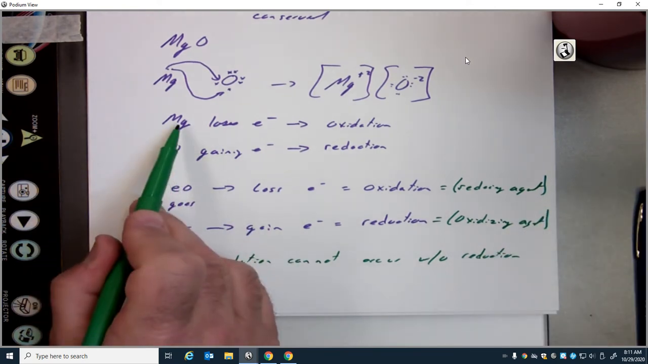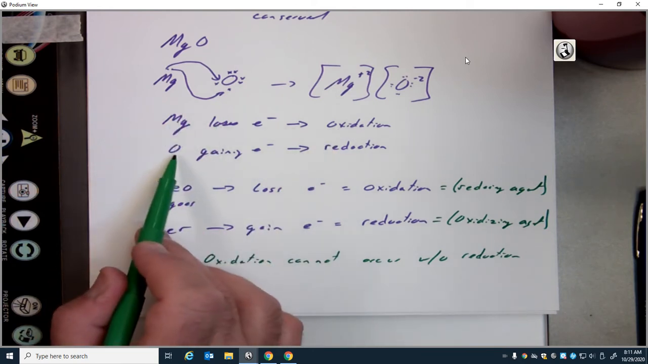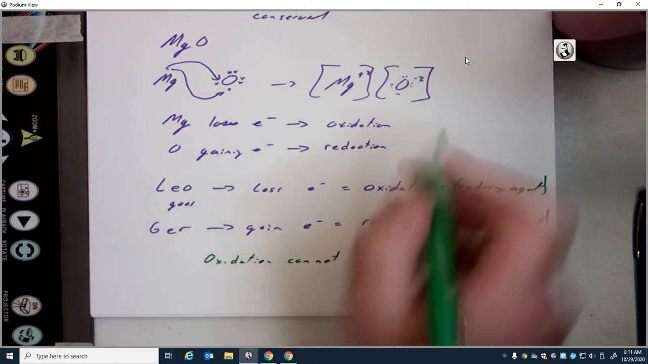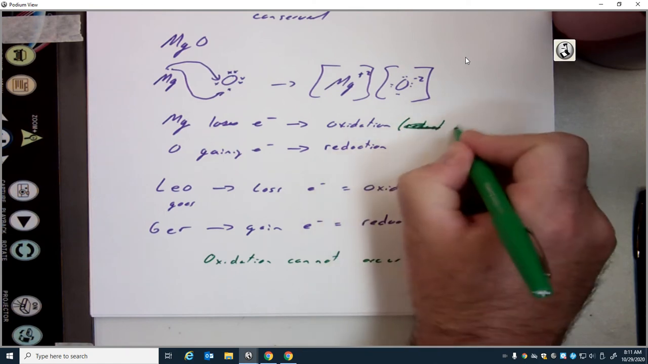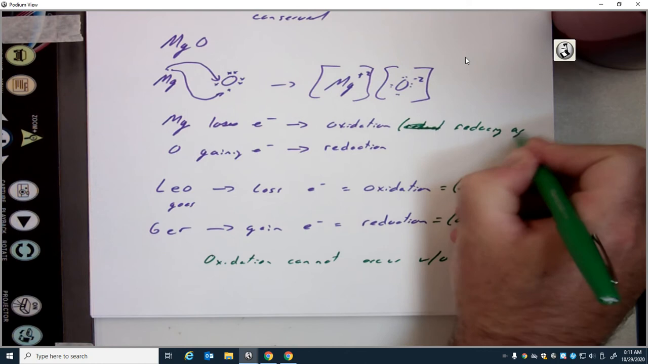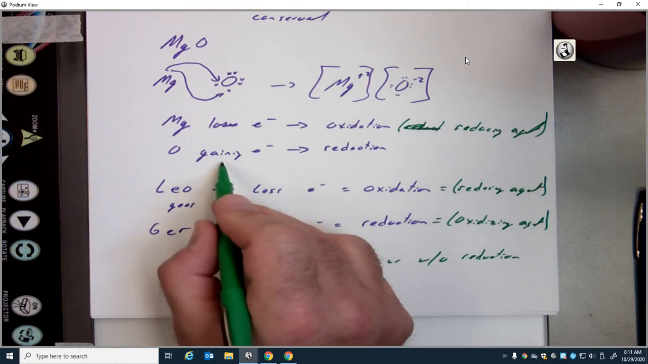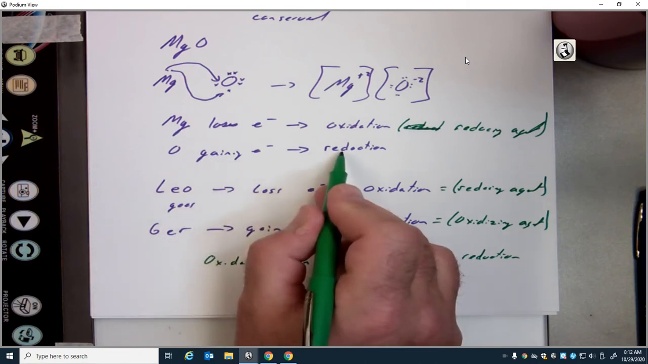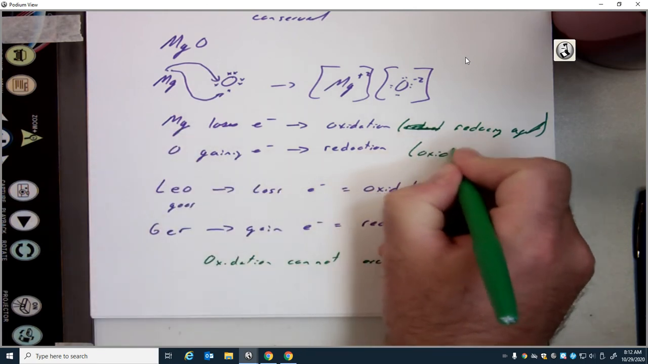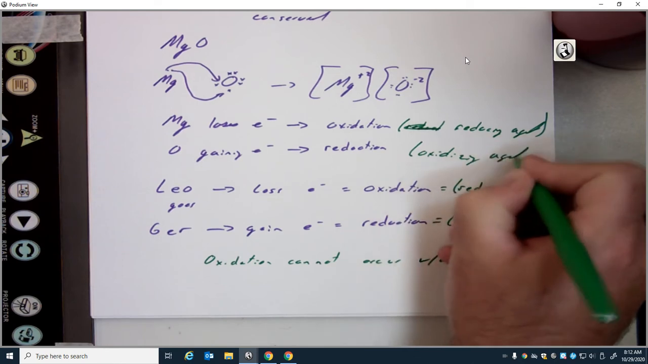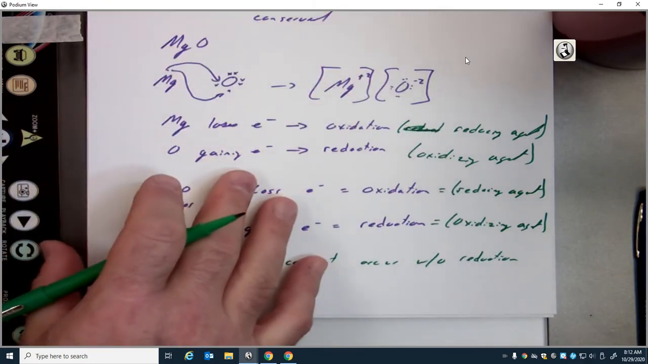Right, so up here, magnesium is going through oxidation. It's losing electrons. It's causing oxygen to be reduced. Okay, so this is the reducing agent. In this case, oxygen is gaining electrons, which means it's going through reduction. It's gaining the electrons from the magnesium, which is why it's called the oxidizing agent. So hopefully most of this is review.